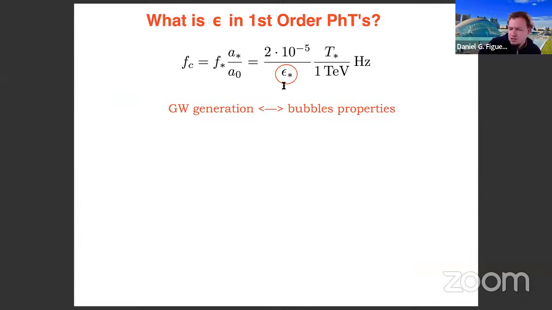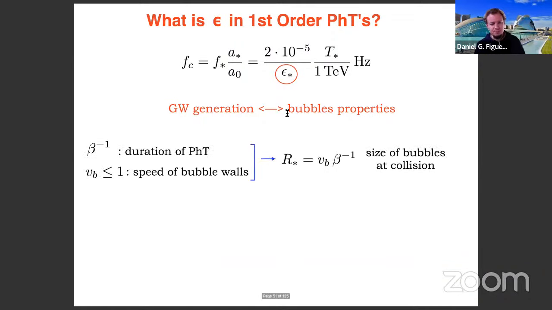Now, of course, what determines this epsilon in a first-order phase transition? This depends on the microphysics of your system. Essentially, initially you have your bubbles collide, and this takes a time scale. We typically call it beta to the minus 1, and they propagate at a given velocity, which has to do with the friction with the plasma.